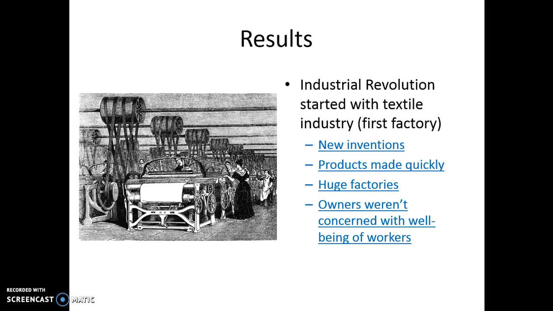So the results of this is the Industrial Revolution, which actually starts with the textile industry. The first factory is a textile factory, and in this factory you'll find these new inventions like the spinning jenny and the steam engine. Products are made quickly, and these huge buildings then are created to house a lot of machines and a lot of workers. Owners in these factories were not concerned about the well-being of their workers. There were plenty of people that could replace a worker if they got sick or injured on the job.